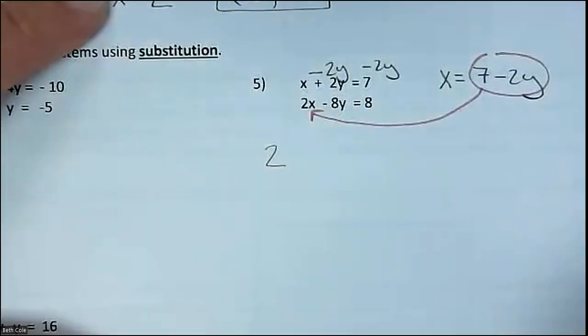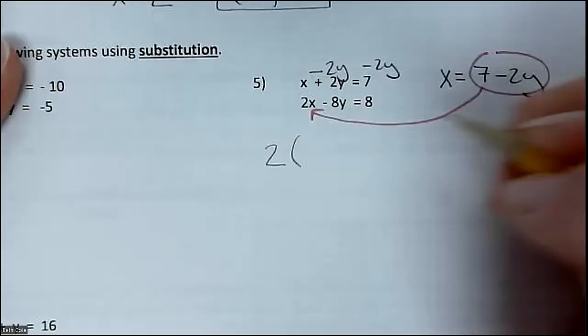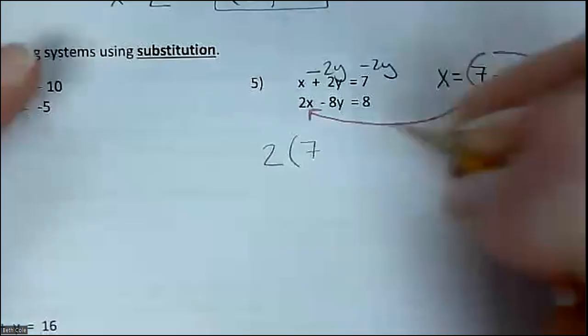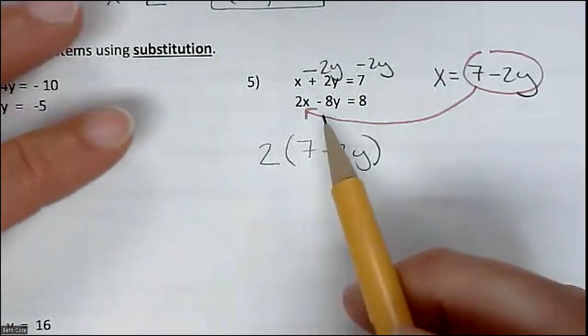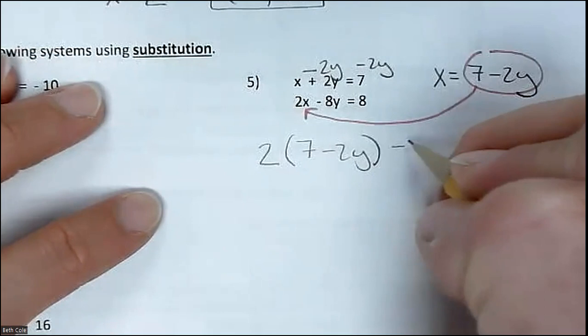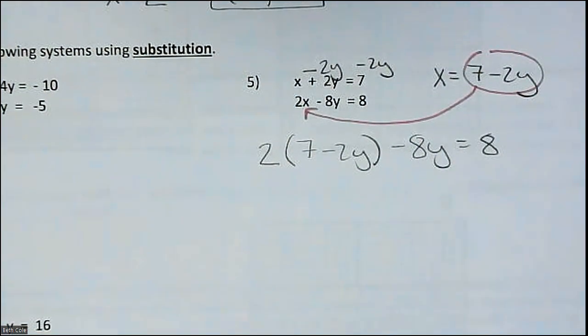So it's going to be 2, and then instead of x, you're going to put parentheses, 7 minus 2y. And then you kind of just have to copy the rest of it. So what would come after that? Yeah, minus 8y equals 8. Just finish writing the line. Again, if you get to that point, you're going to be fine. Because you guys are good at this.